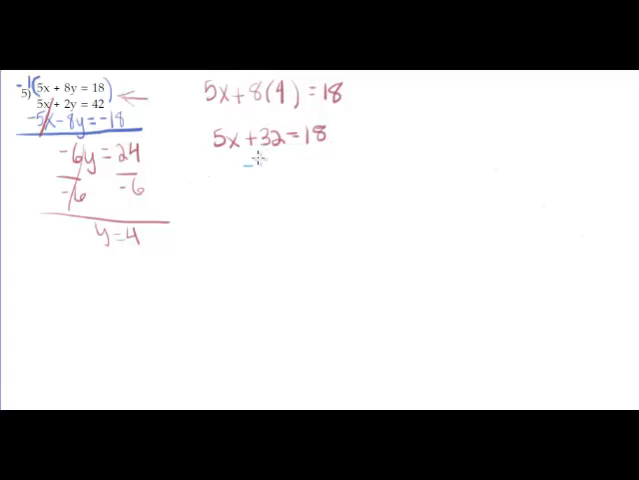Subtract 32 from both sides. We get 5x equals negative 14. Ooh. Negative 4 for y. 24 divided by negative 6 is negative 4, so this is negative 4. So this is minus 32, plus 32 on both sides, which gives us 50.